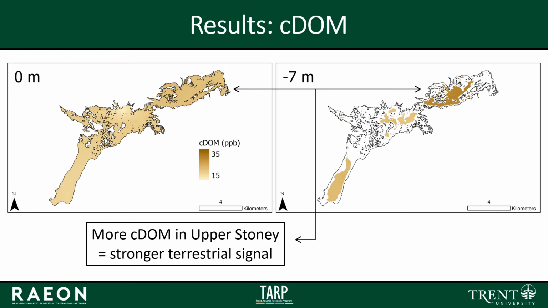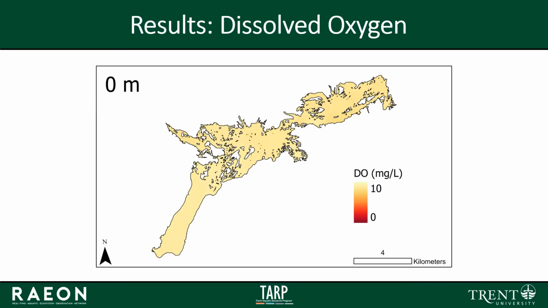in the water column. And this, like chlorophyll, likely reflects those differences in watershed physiography. If we remember, Upper Stoney drains a much more naturalized catchment, and this watershed actually has fewer lakes along its river network. So there's a greater opportunity for this organic matter to leach into the water and stick around here.